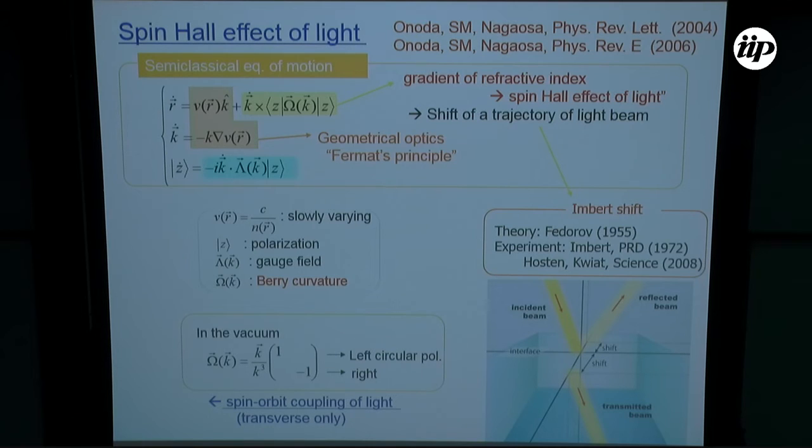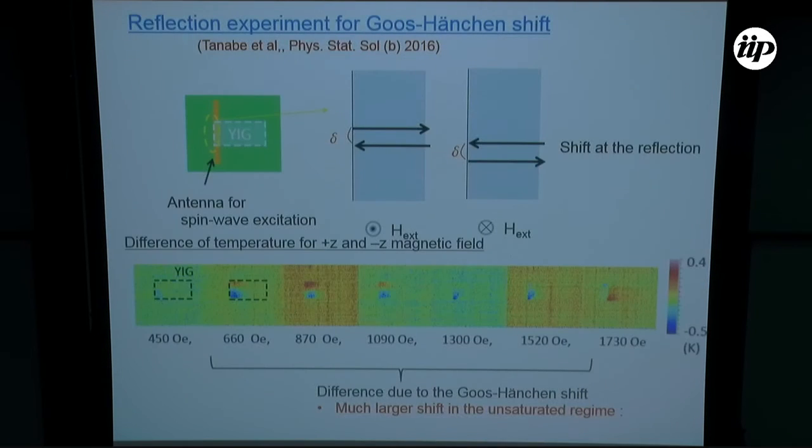Yeah, in principle, yes. We tried, but we couldn't. This shift is in fact large when the magnetization is unsaturated. Our theory holds for the saturated region, but for the unsaturated region, maybe the fluctuation might be very large, which may bring about an enhanced shift. But for the unsaturated region, we don't know the theoretical interpretation at present.